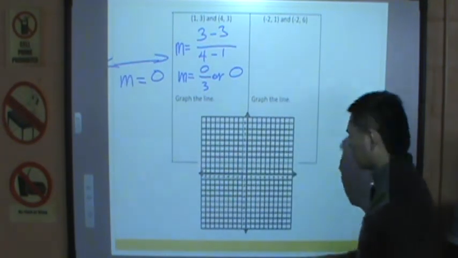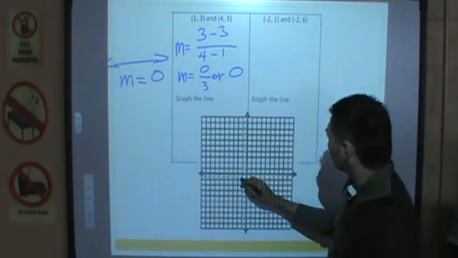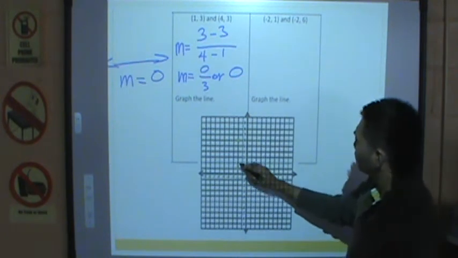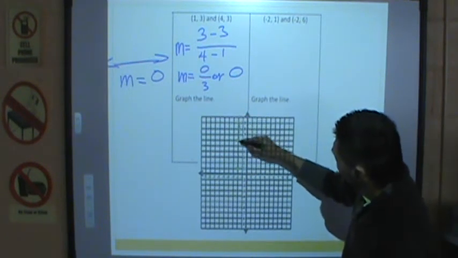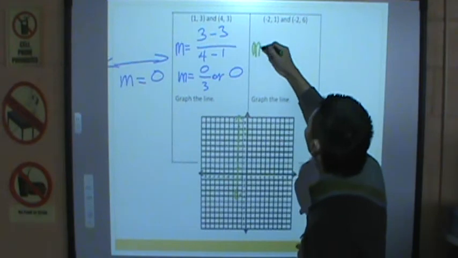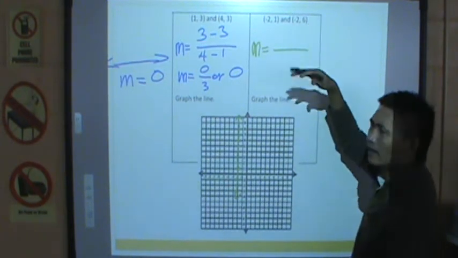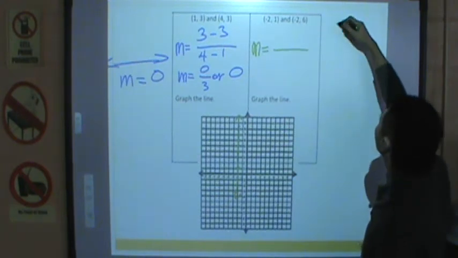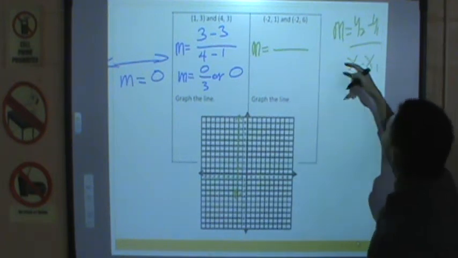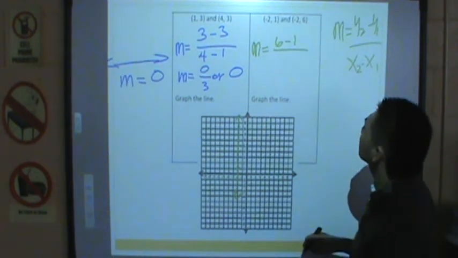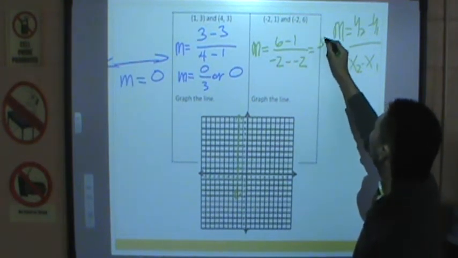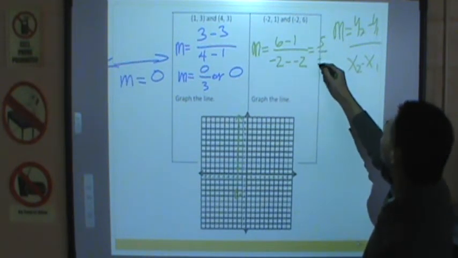Let me try the second one. Right now we got negative 2, 1 and then negative 2, 6. If you draw a line passing those 2 points, you're going to have a vertical line. Let's see what would be the slope of it. Again, the formula is y2 minus y1 over x2 minus x1. So that would be 6 minus 1 and negative 2 minus negative 2. So 5 over negative 2 minus negative 2, which should give you 0.